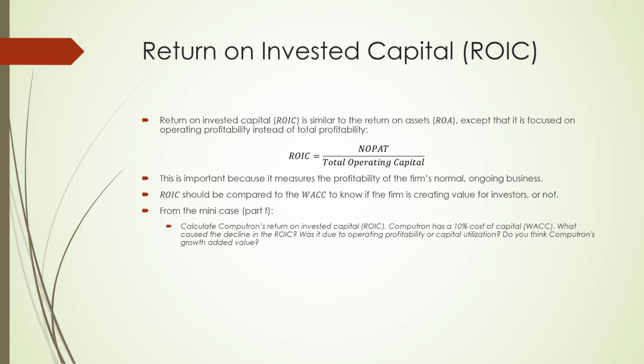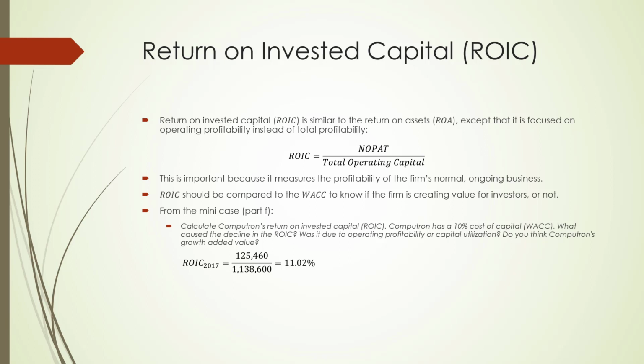So part F of the mini case asks, calculate Computron's return on invested capital. Computron has a 10% weighted average cost of capital. And what caused the decline in the return on invested capital? Was it due to operating profitability or capacity utilization? Do you think Computron's growth added value? So in 2017, we had NOPAT, which we calculated earlier, of $125,460, and total operating capital, also calculated earlier, of $1,138,600. So we have a return on invested capital of 11.02%.